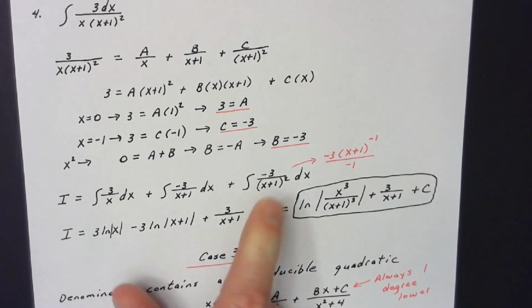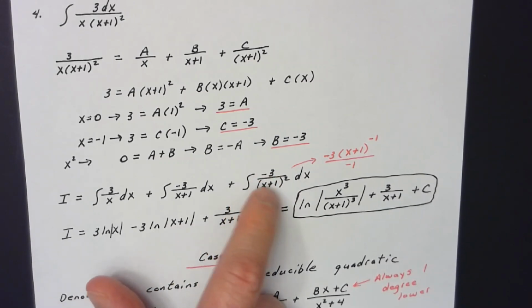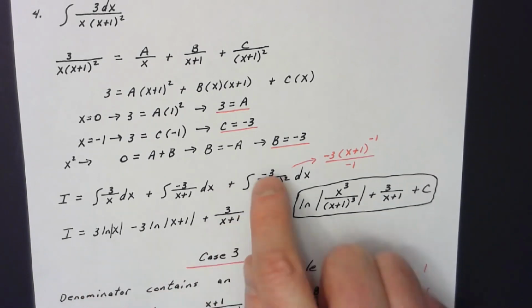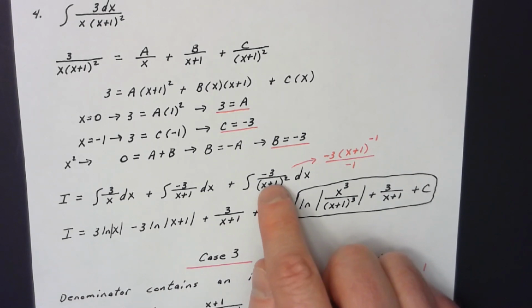Please don't think that the next one is a natural log. The degree of the numerator and denominator do not differ by 1. It can't be a natural log. So this one, I'm just wanting you to remember the reverse chain rule works really, really well.